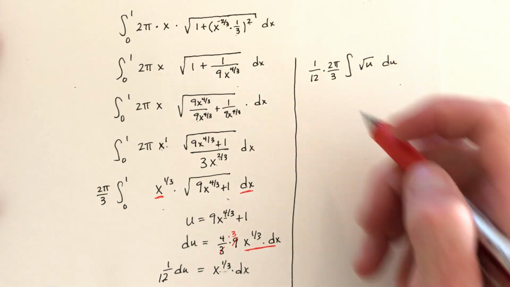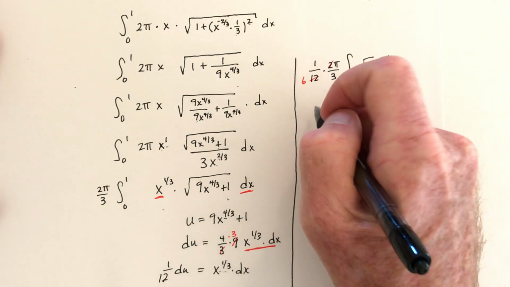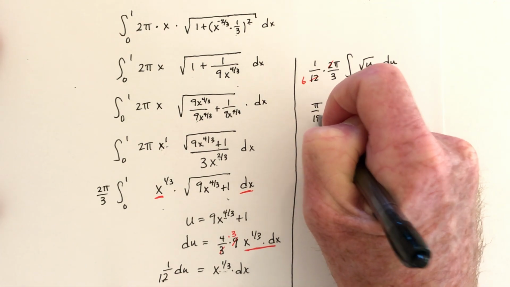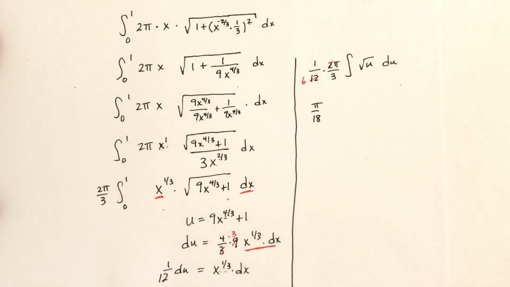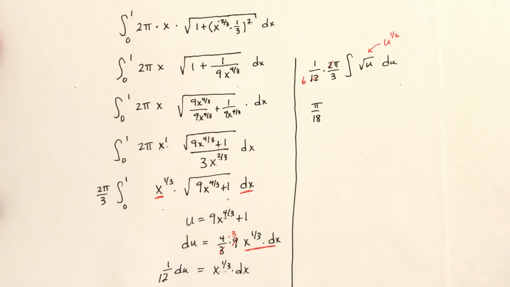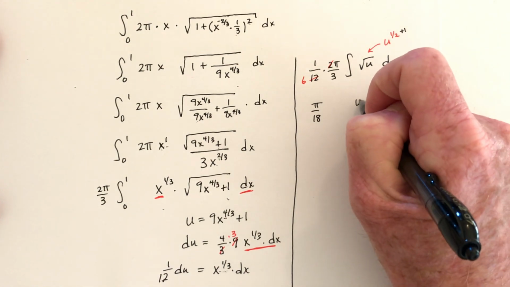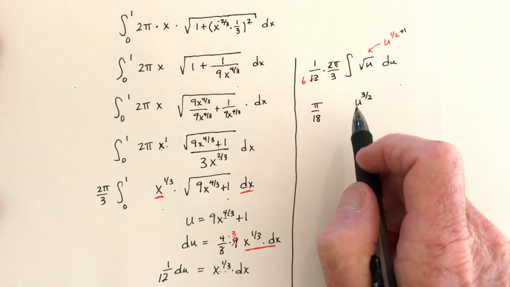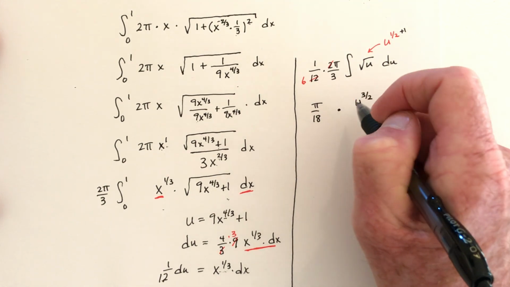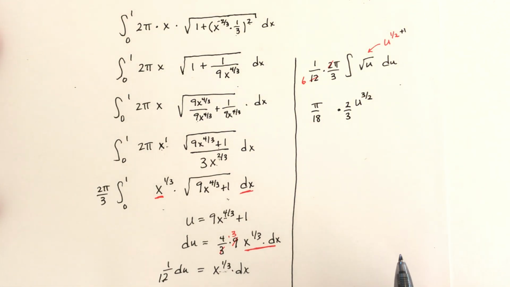And what can we do to simplify? Let's see, a 2 will divide into a 12 6 times. So on the outside, that's going to leave pi over 18. And then the square root of u, you could rewrite that as u to the 1/2. So when you integrate, add 1 to the exponent, will be u to the 3/2. And then divide by 3/2. And I know that when you divide by 3/2, that's the same as multiply by 2/3. So now we're done with the integrating part. We just need to replace the u and then replace the 0 and 1 for x.